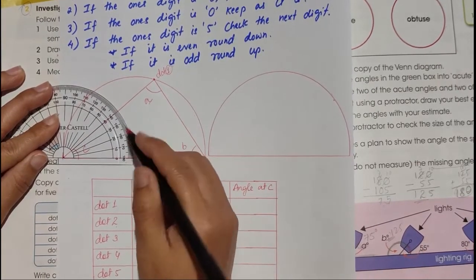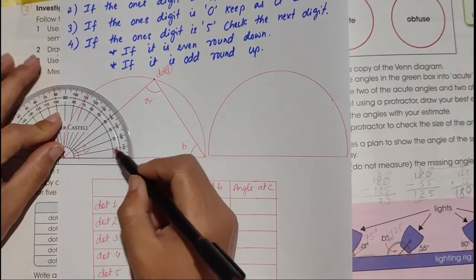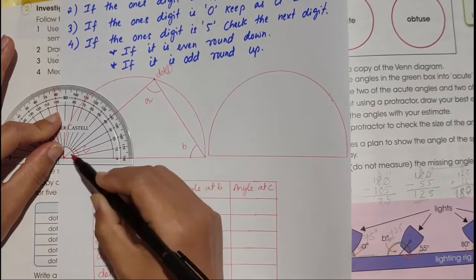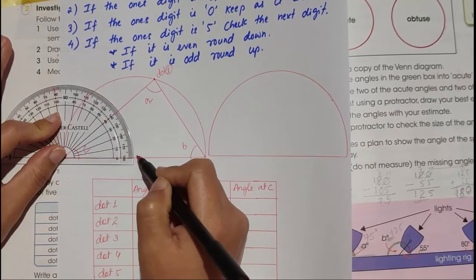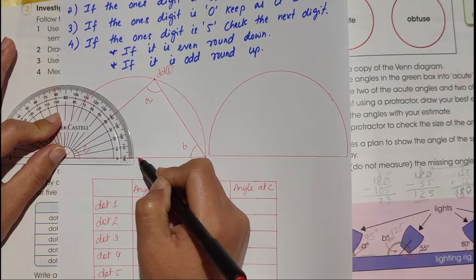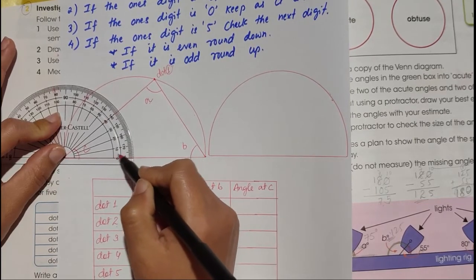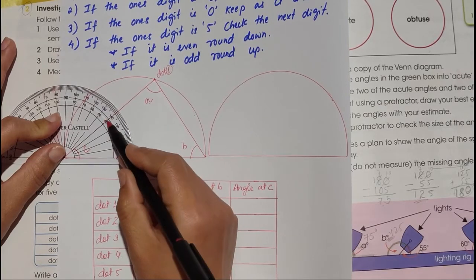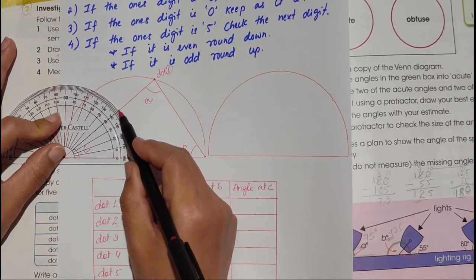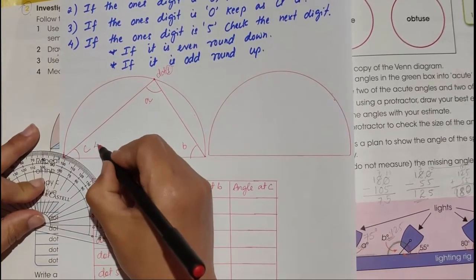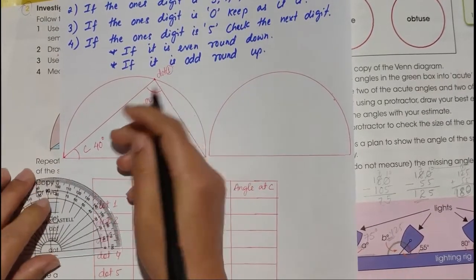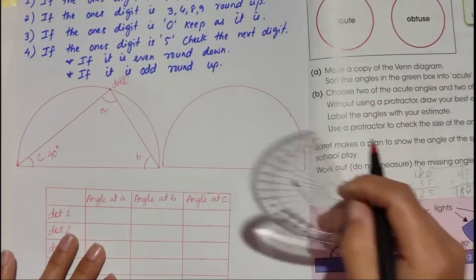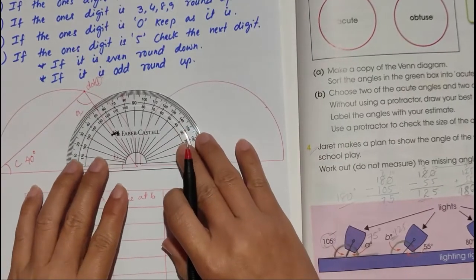Alright, now that I've adjusted this line and the center, now take this line as your 0. Let's look at this scale. We find that the 0 is on the inner scale, so we're going to use this scale. It is 0, 10, 20, 30 and 40. It's exactly on 40, so I'm going to take C as 40. Now that we have C, let's go for B.